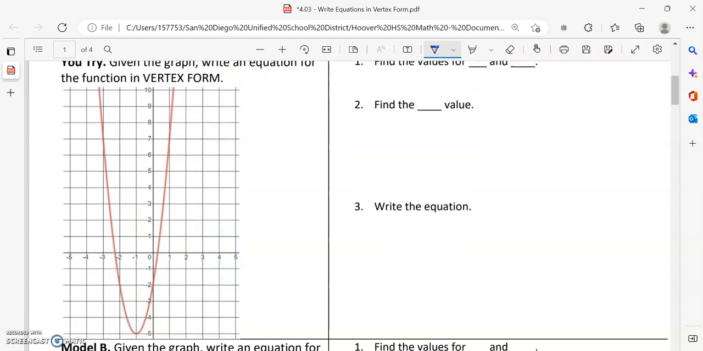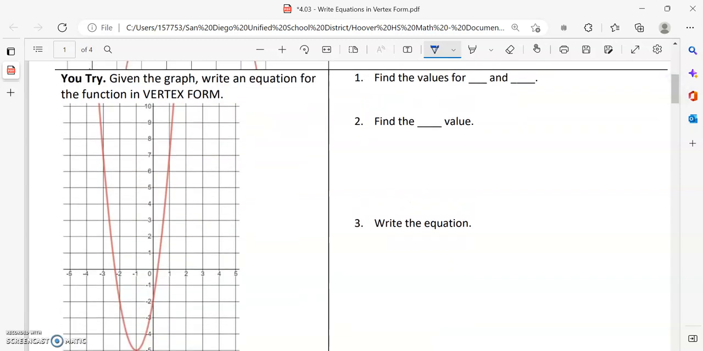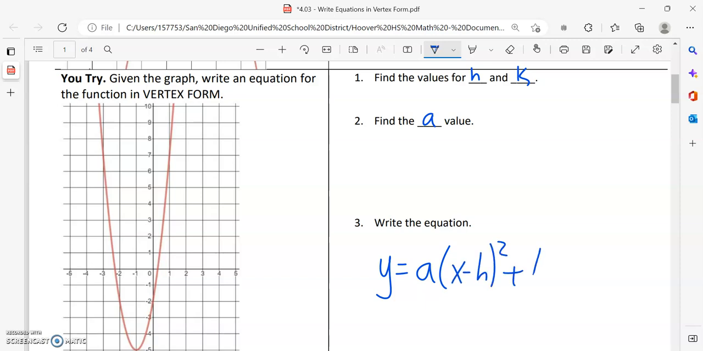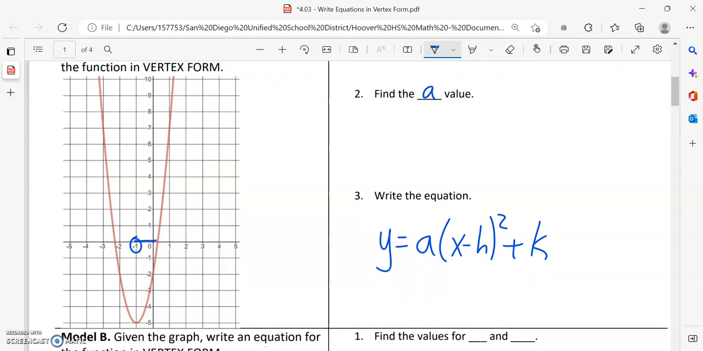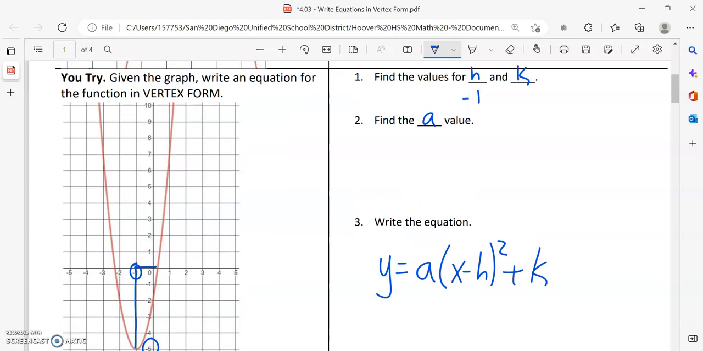So we'll do the you try together. Okay, so first we're going to find the values for h and k. And then find the a value. And it'll be in this form, x minus h squared plus k. So our vertex looks like it's down here, negative 1 down to negative 5. So negative 1, comma, negative 5. This goes in for our h. That goes in for our k. So negative 1, and our k is negative 5.